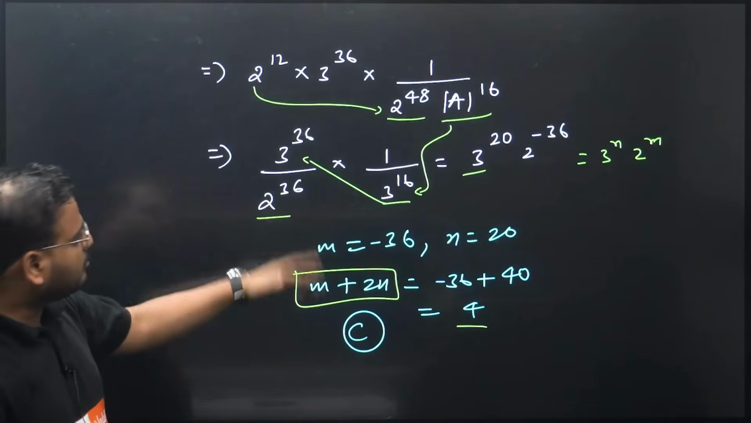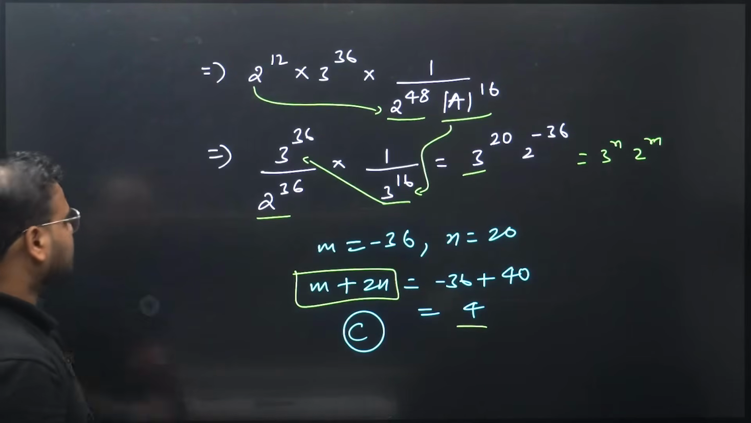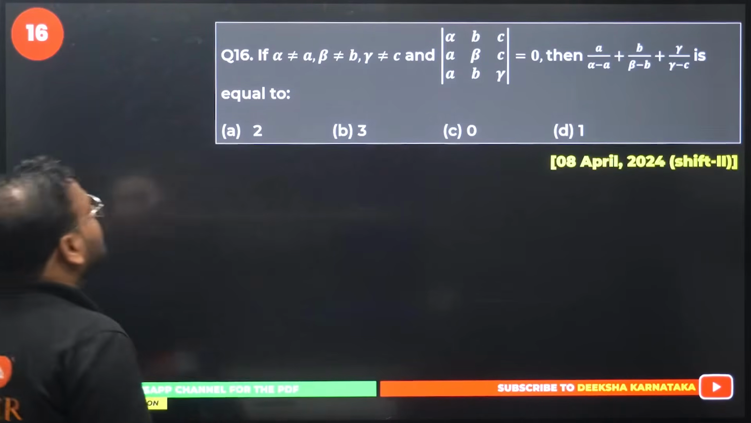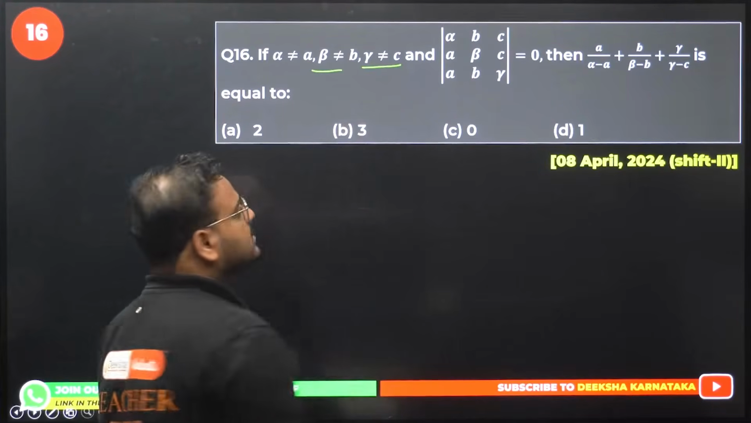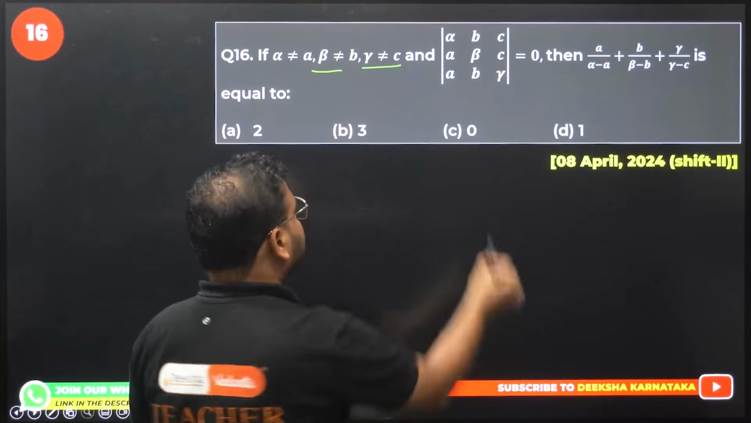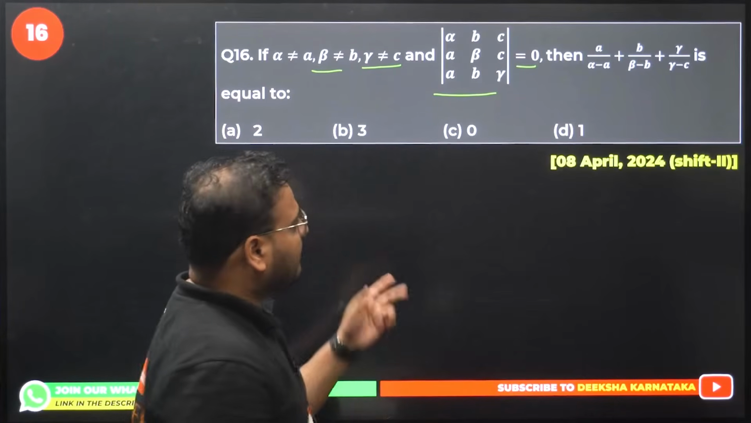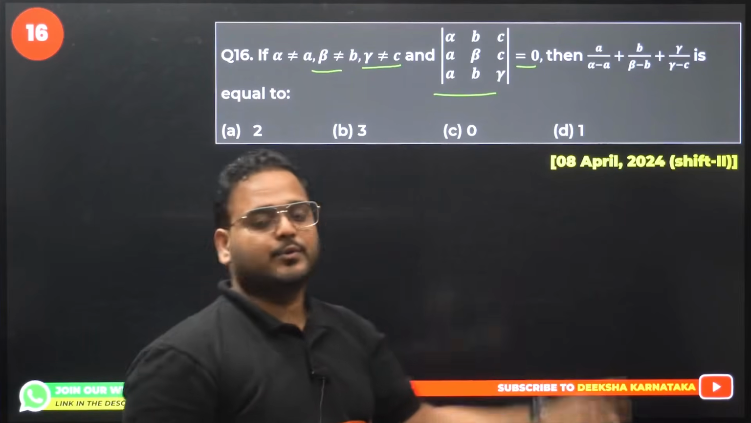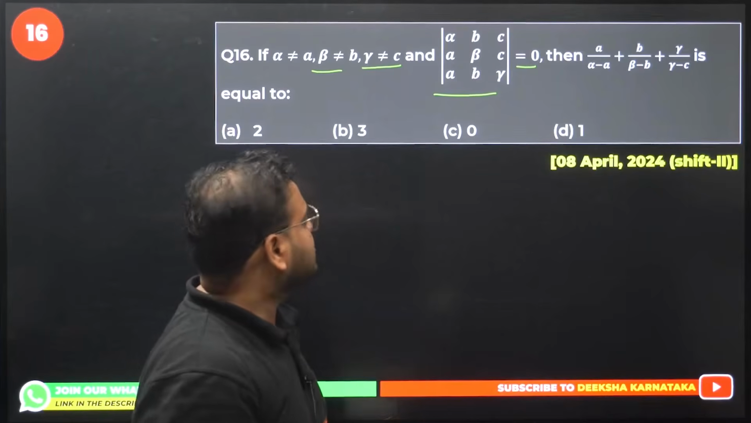So I hope we got how the numbers are coming, how the powers are accumulated. This is clear. Question number 15 is clear. Question number 16 now. So the 15 answer was C. So alpha is not equal to A, beta is not equal to B, and gamma is not equal to C. They've given a determinant to us which is equal to 0. They're asking you to find what? A by alpha minus A, B by beta minus B, and gamma by gamma minus C value.